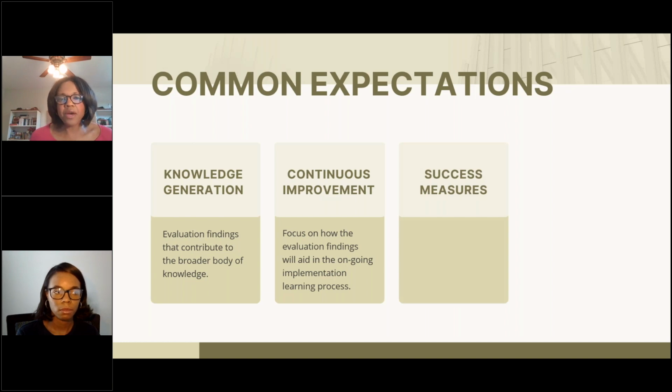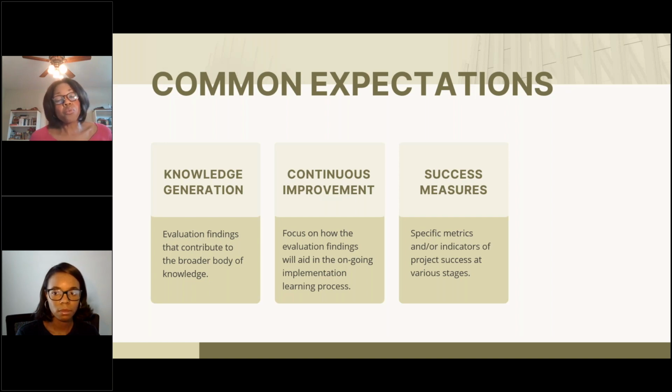The other component that we often see as part of expectations is being able to identify success metrics. So having specific metrics or indicators of success at different stages, you want to make sure that you're articulating that.